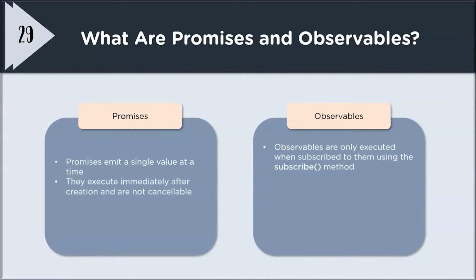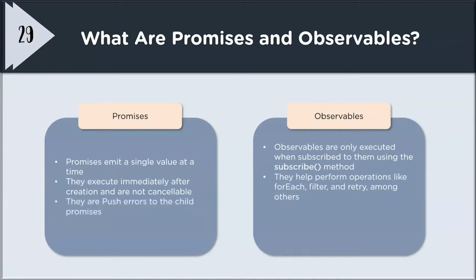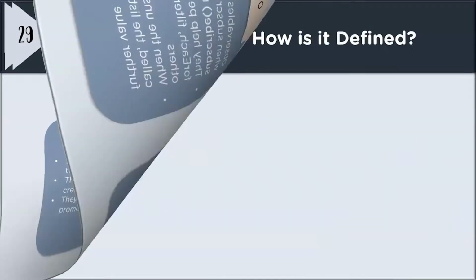Now promises also execute immediately after they are created and they're not cancelable, while observables help perform operations like forEach, filter, retry, etc. Promises push errors to the child promises, and observables can be unsubscribed from so that the listener stops receiving further values.